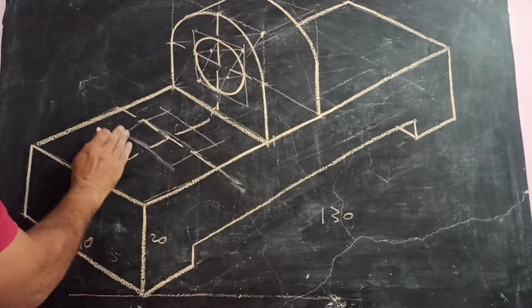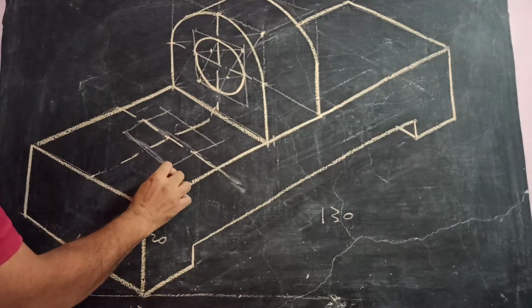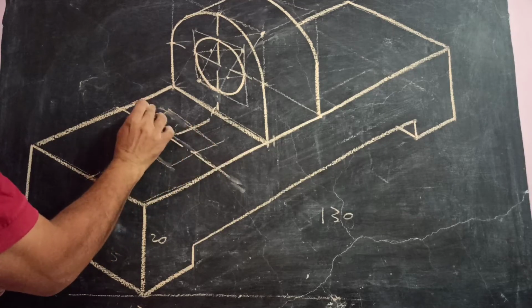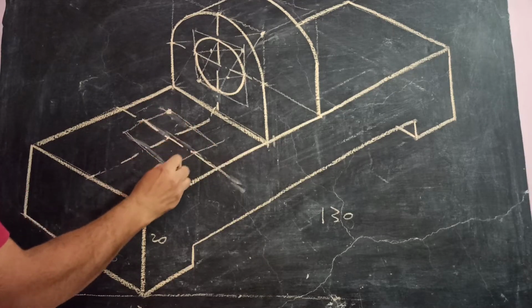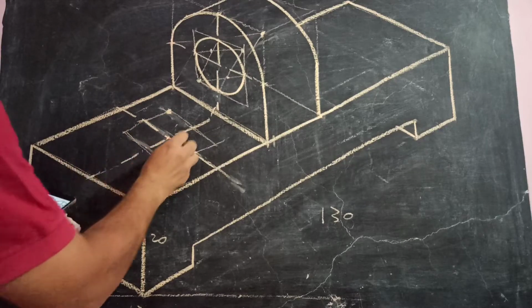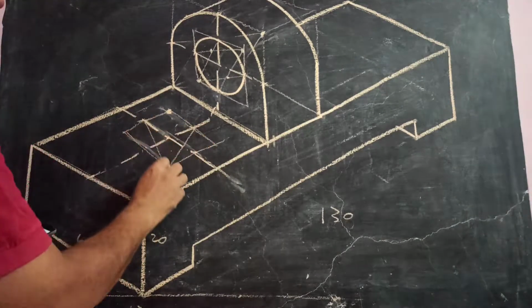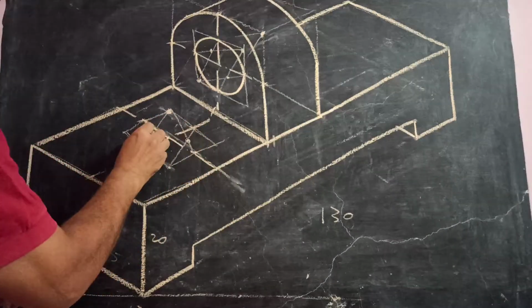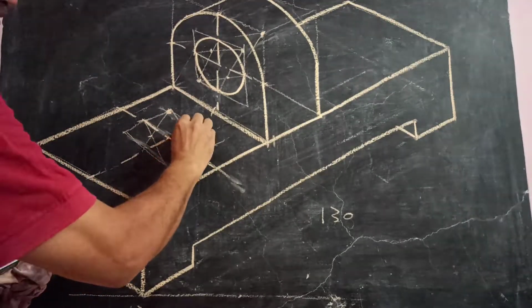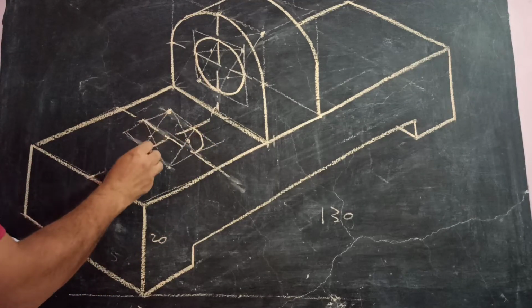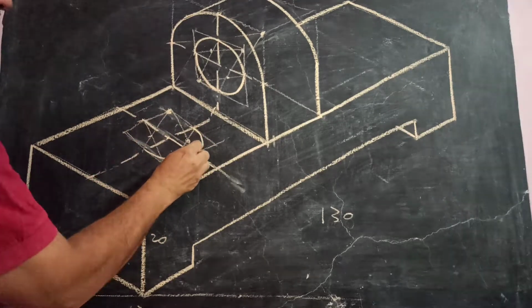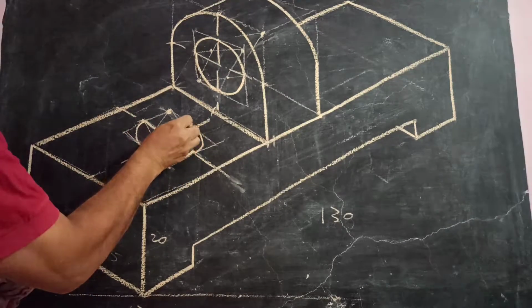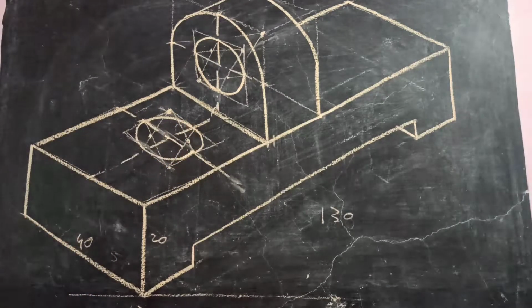You can join this. These are the two 120 degrees angles, this one and this one. So you can join the midpoints of opposite lines again, and you can find these two intersection points as center. So take this as center, this much as radius. Take this as center, this much as radius. Take this as center, this much as radius, and take this as center, this much as radius. So this is the hole.